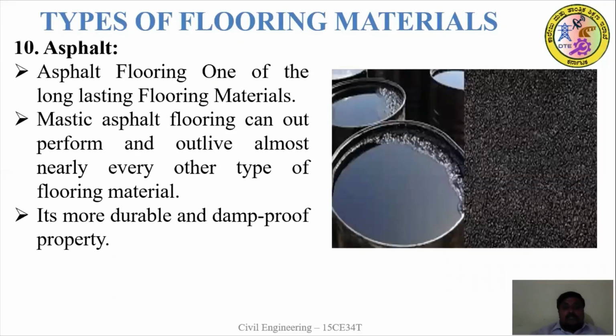Next one is asphalt. Asphalt flooring is one of the long-lasting flooring materials. Mastic asphalt flooring can perform and outlive almost every other type of flooring material. It has more durable and damp-proof properties. Directly we cannot apply the asphalt material. Instead, they use it as a flooring material with a mixture of fine-grained and coarse materials like sand or muram.